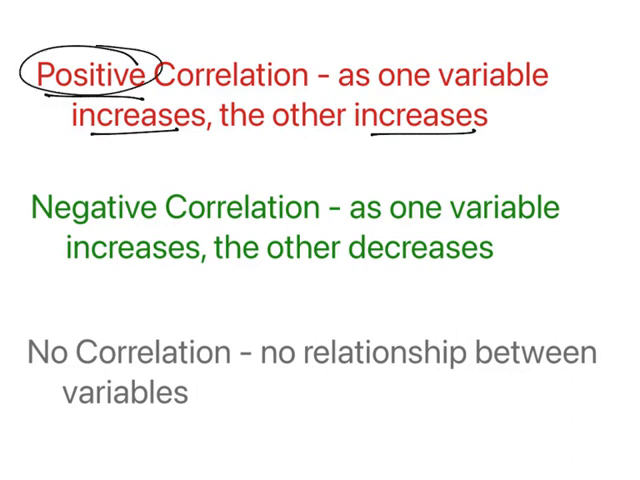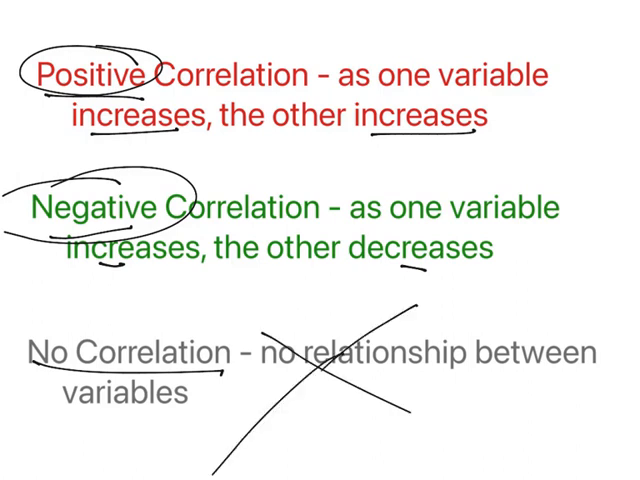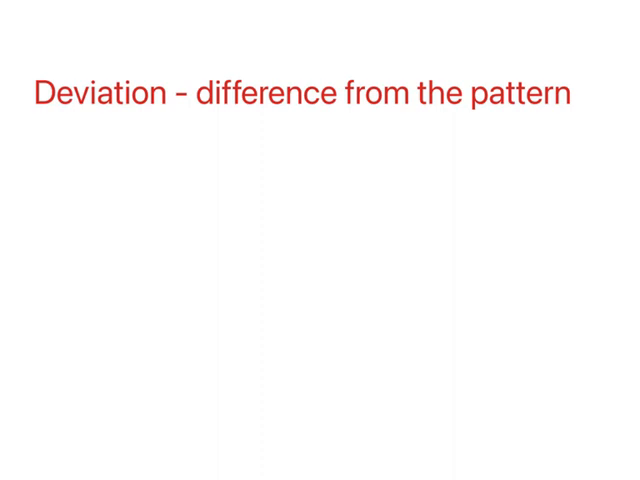When we get to negative correlation, as one variable increases, the other decreases. So if we have one up and one down, that's negative. And we're going to show this in just a second. When we get to no correlation, this just means we have stuff all over the place and there is just no relationship. None. Okay, so let's talk about this.